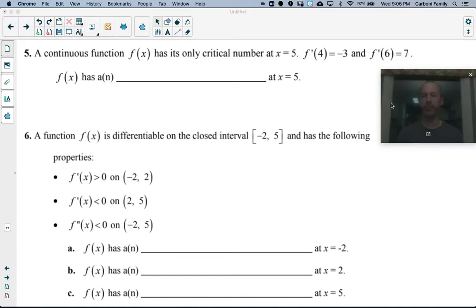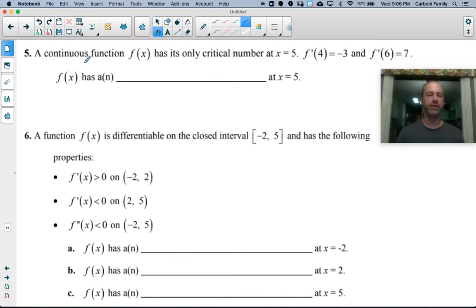All right, let's see, move my head out of the way. Okay, so we have a continuous function. Its only critical number is at 5. And we know that f prime of 4 is -3, f prime of 6 is 7. And so this is one that we can do the number line with. I have a number line for f prime. And f prime of 5, that is our critical number. Now, I'm going to write critical number. I'm not going to say this equals 0 because critical numbers could be a cusp.